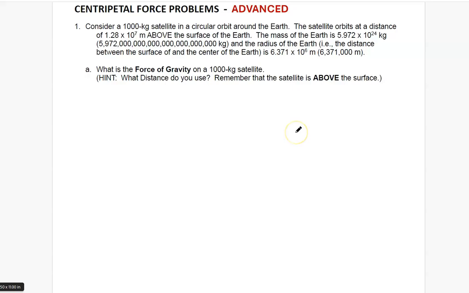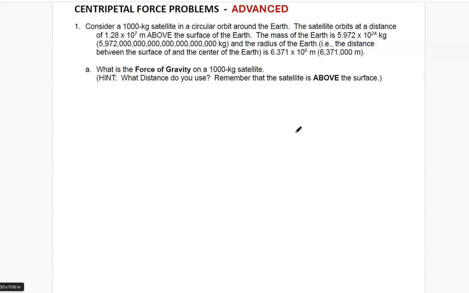So this is ultimately going to be a centripetal force problem, but remember, centripetal force has to have a source of force, and in this case, the satellite is held in a circular orbit by the force of gravity, which is also the source of the centripetal force, allowing the satellite to move in a circular path around the Earth.